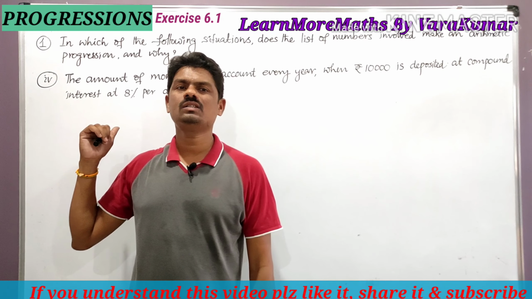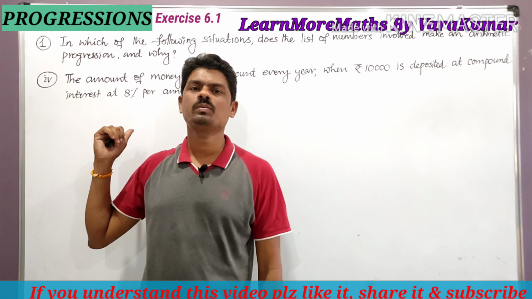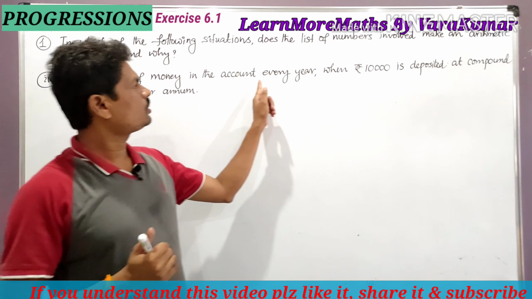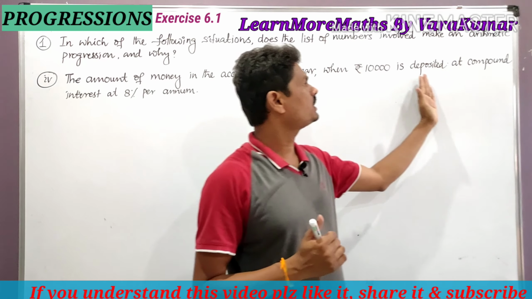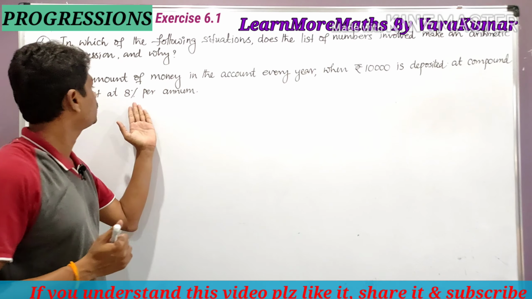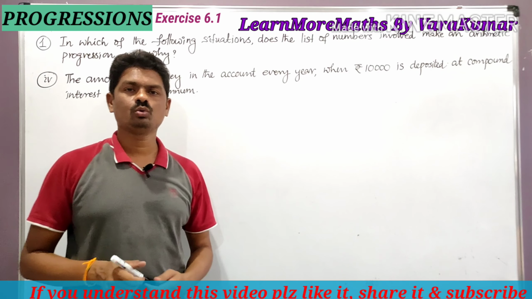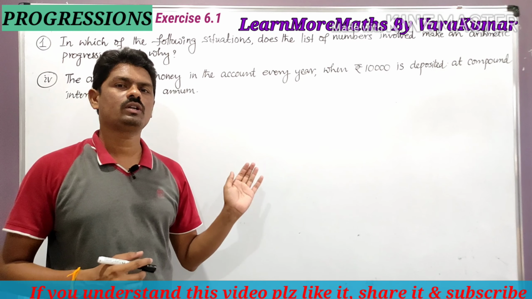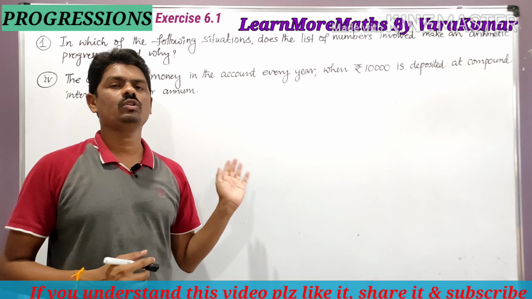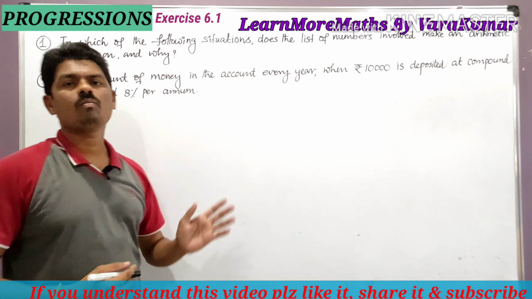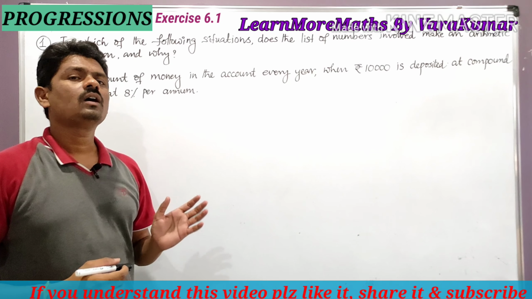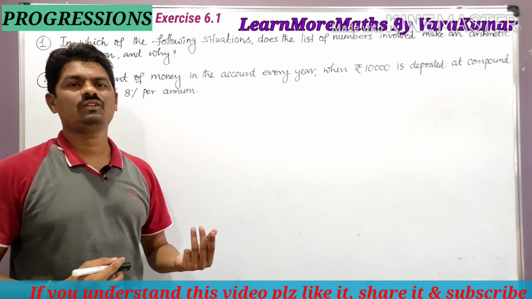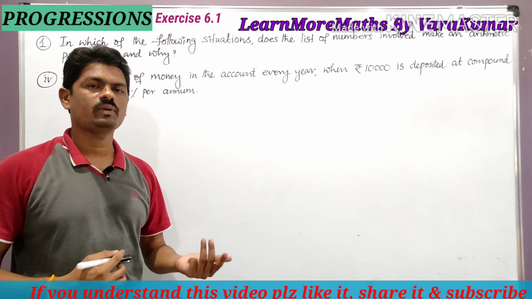Student, this is the fourth situation given in the first problem from exercise 6.1. So the amount of money in the account every year when rupees 10,000 is deposited at compound interest at 8% per annum. So that is the given situation, student. Now we have to find the amount after every successive year at 8% compound interest. So first we have to find the list of amounts. Then we have to check whether it forms an AP or not by finding the common difference.